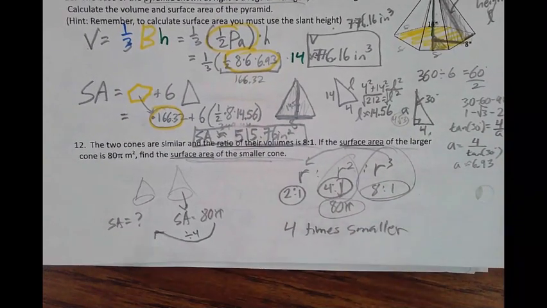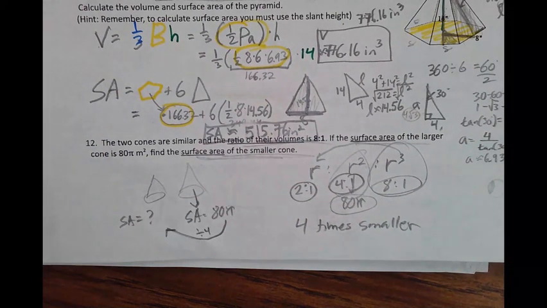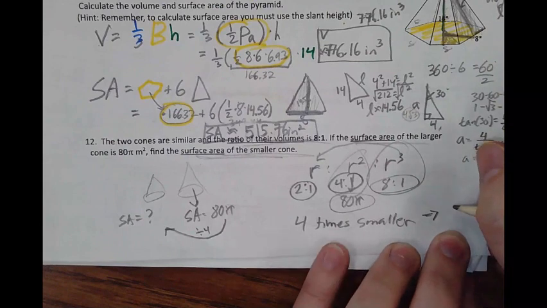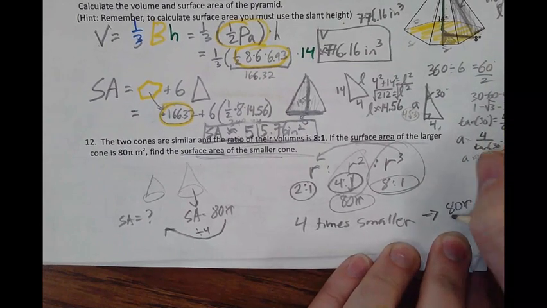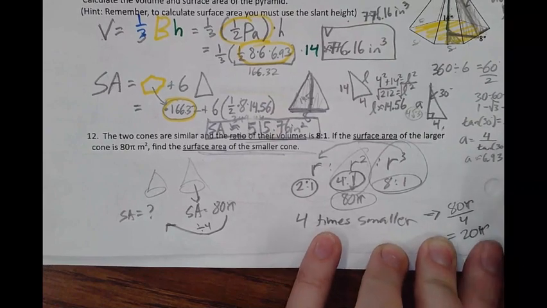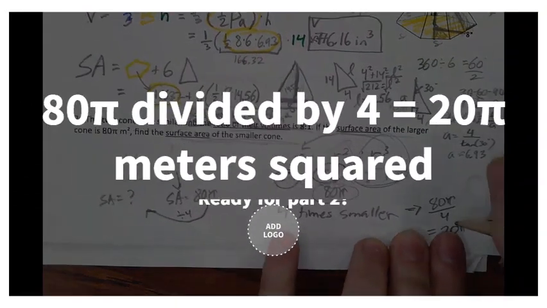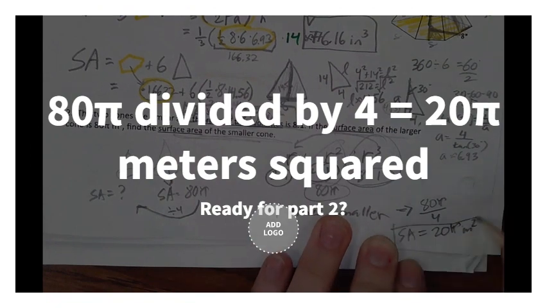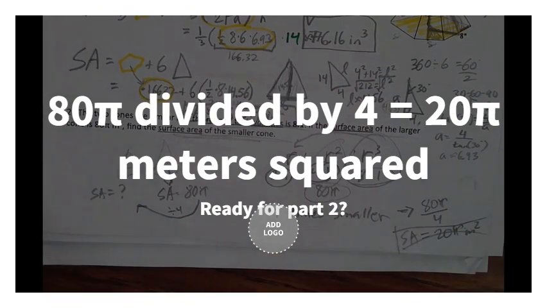So therefore, 80 divided by 4 gives us our final answer of 20 pi meters squared. And that's it. Standard 11a and 11b.